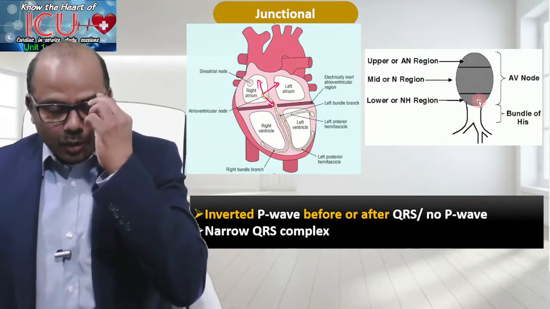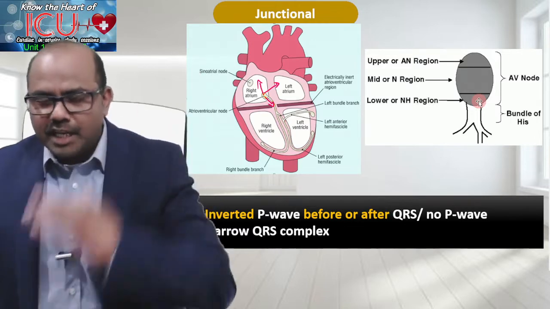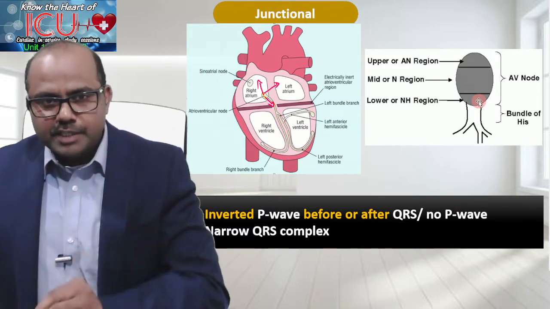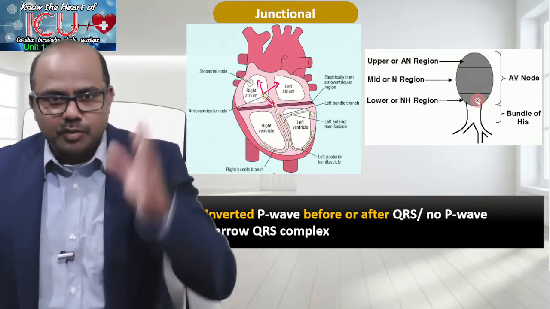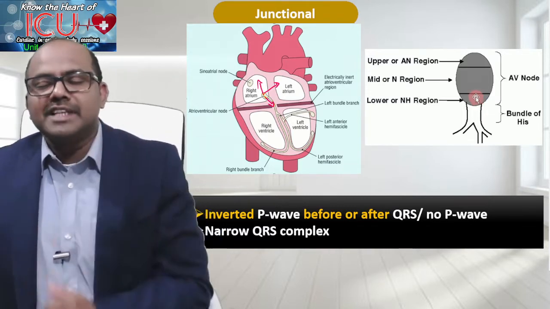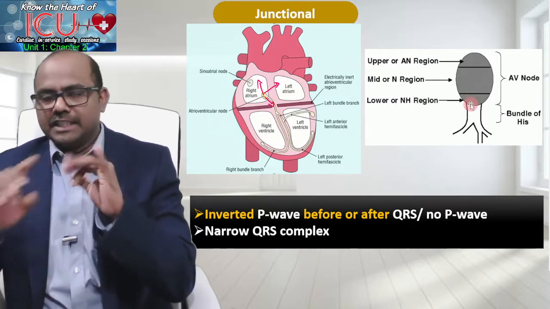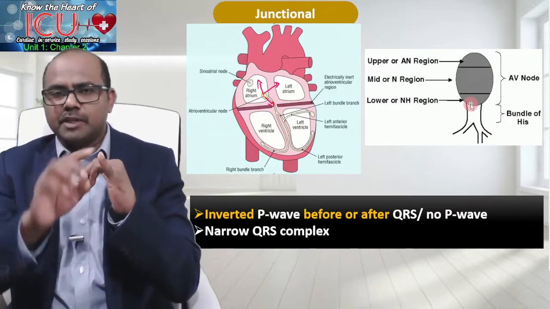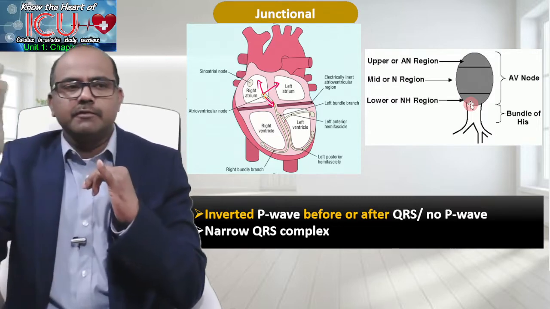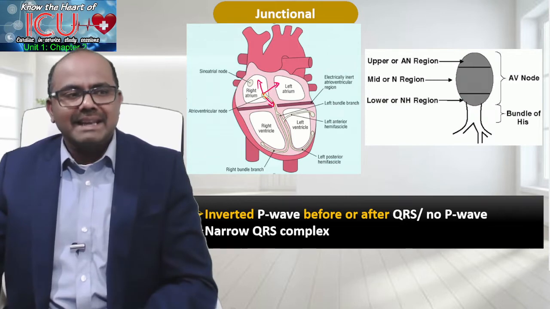And if the lower zone of the AV node produces the impulse, it is closer to the ventricle, so the impulse reaches the ventricle first and produces a QRS complex. Then it reaches the atria, so it produces an inverted P wave after the QRS complex. So you can have three options: either no P wave, or an inverted P wave before QRS, or an inverted P wave after QRS. But the QRS complex will be narrow.